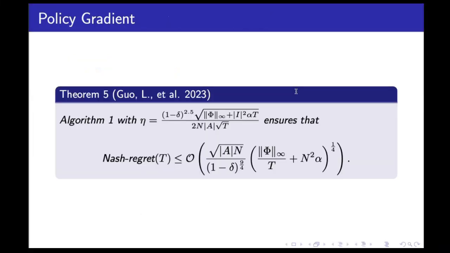Okay, so with this algorithm in the alpha potential game, we can provide this Nash regret guarantee. When t, your training time, goes to infinity, this term just disappears, but we also have a term that cannot vanish due to the game structure alpha here.